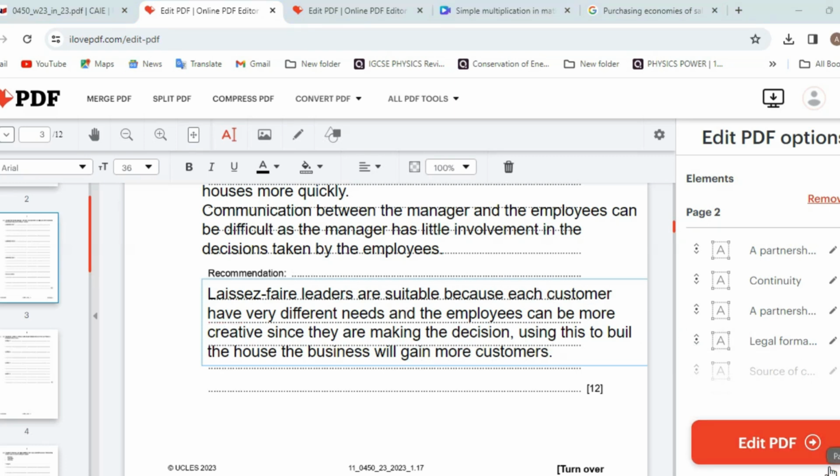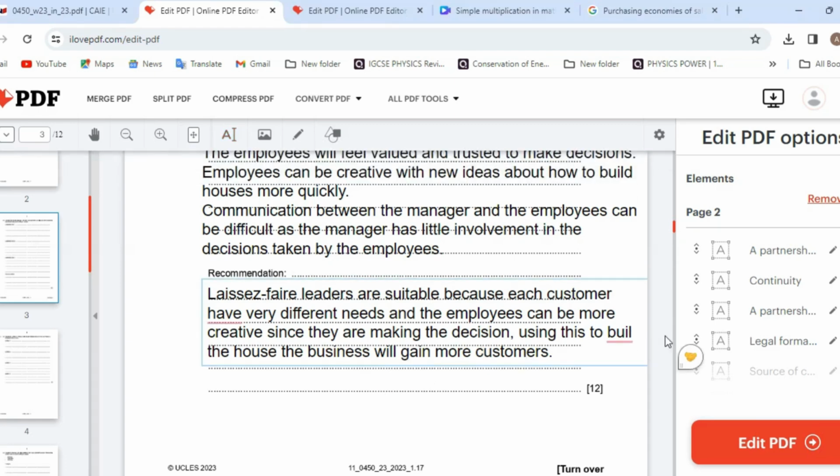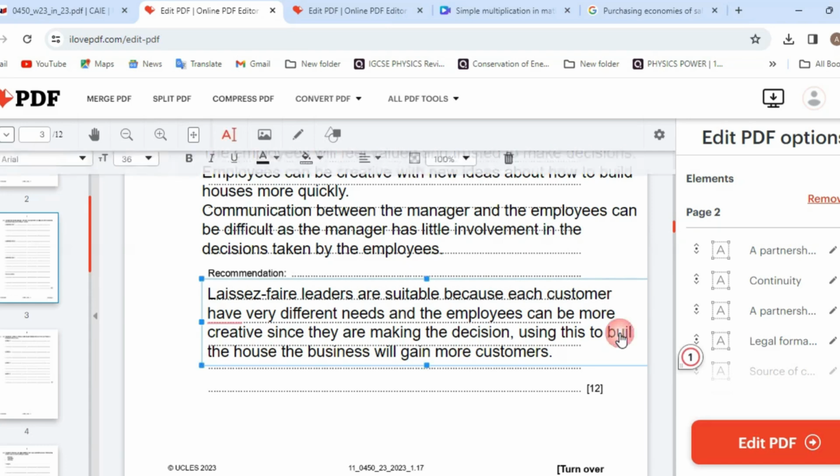Yes, we have put your recommendation here as it is. If you are using democratic, you will also give out your reasons for choosing democratic leadership, and the same for the autocratic leadership style. Okay, since we have answered that, let's see what we have in the next question. This one is build.